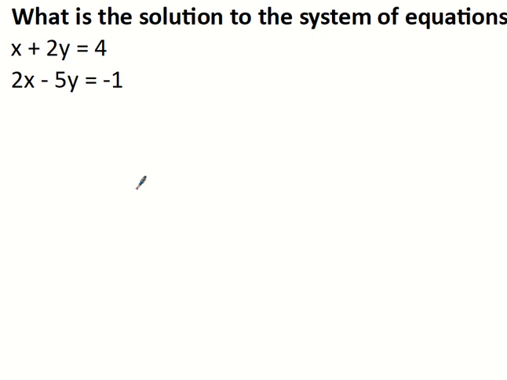What do you want to do, Gio? Elimination. What are you going to do? I'm going to times by -2. Negative what? 2. Yeah. Good. Gio said elimination. We're going to times this by -2.